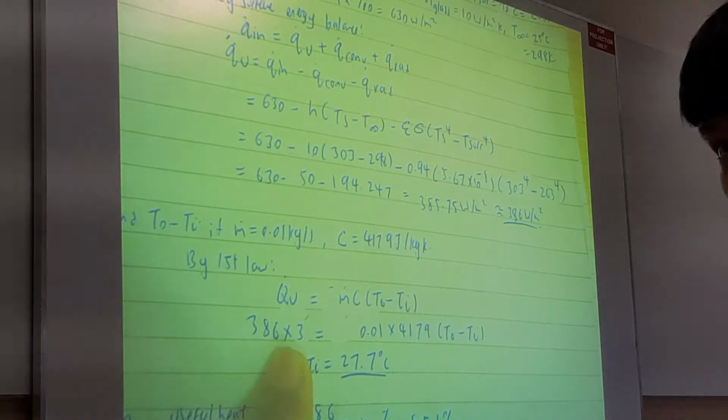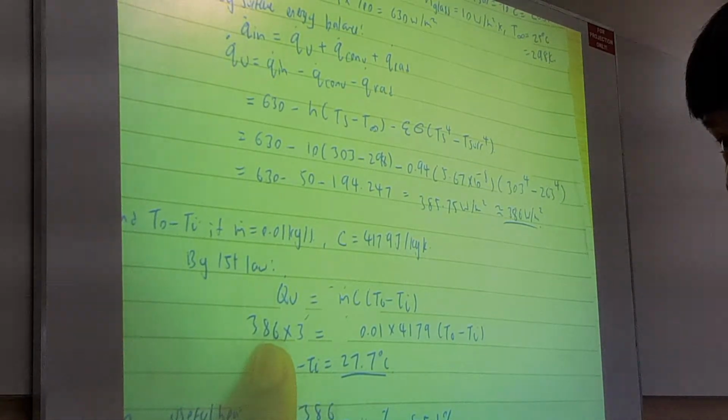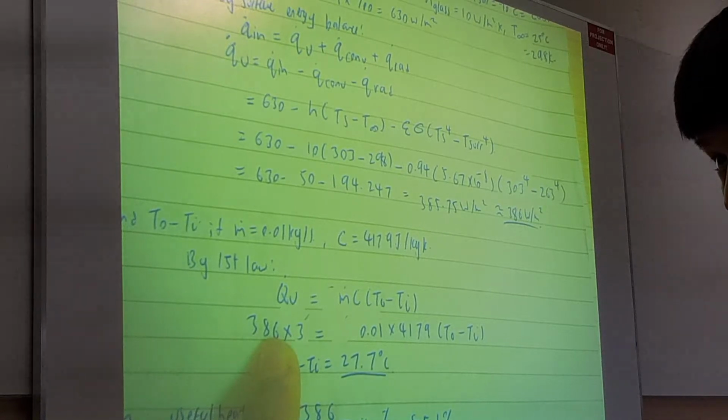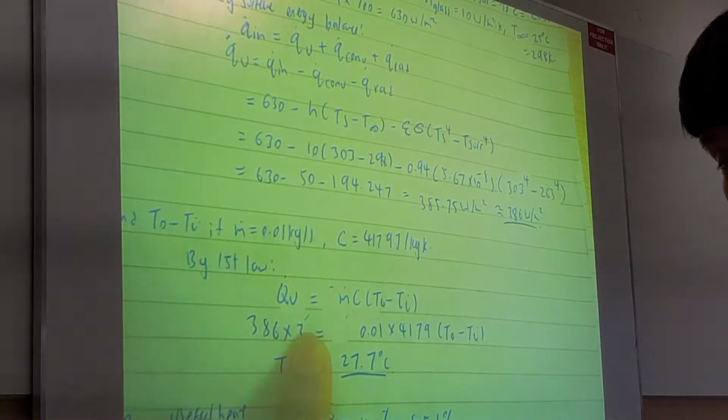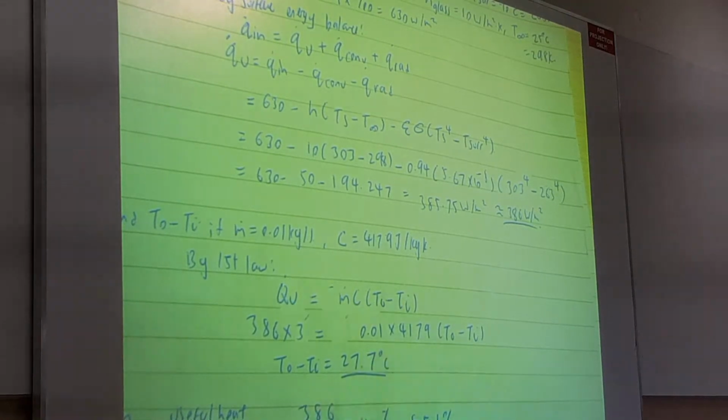To get the overall heat energy absorbed, from the small letter q to large letter Q. Then you equate it to MC delta theta. So after you substitute all these values, you should get T0 minus Ti equals 7.7 degrees Celsius.